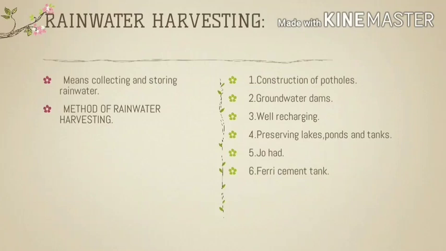Then the johad simply means a construction, a bund that is constructed over the slope of a hill. An earthen bund is constructed, and that earthen bund acts as a water preserver. There, rainwater that is flowing through the hill is preserved. So that is the johad.